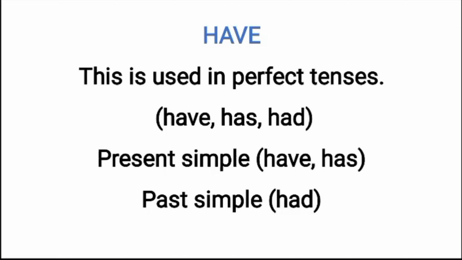Have. Have is used in perfect tenses. It has the forms have, has, and had. In the present simple, it has the forms have and has. Have goes with the plural subject and also with the pronoun I, while has goes with a singular subject. Then we have the past simple, which is had.